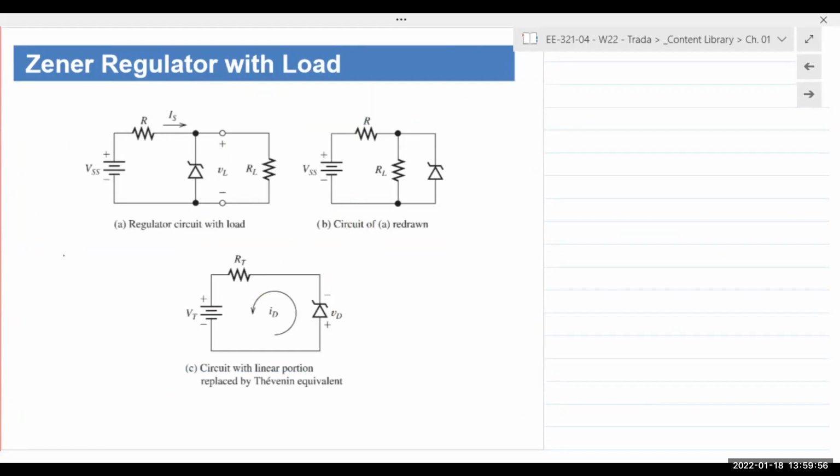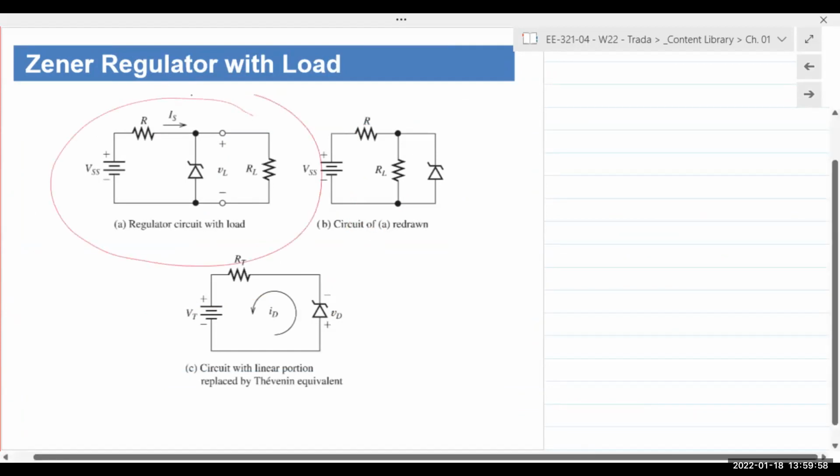Just to give you a heads up, basically we need to actually find the Thevenin circuit to analyze.